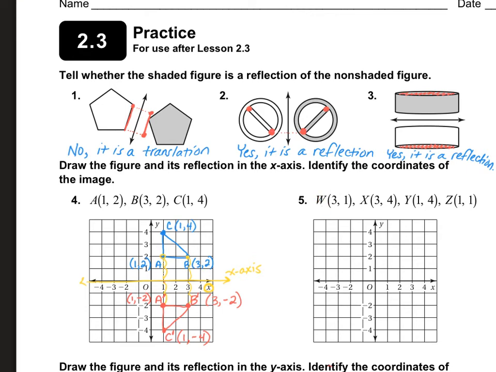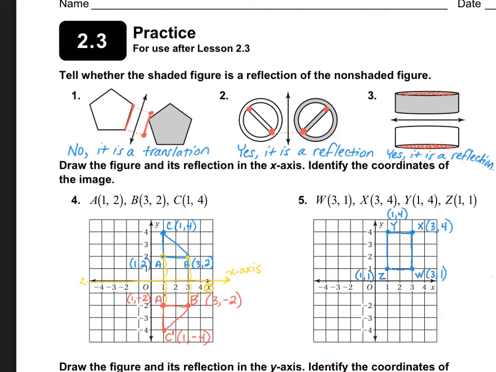All right, let's take a look at number 5. W is 3, 1. So we go over 3 and up 1. So W lives here. X is 3, 4. So we start at the origin, go over 3 and up 4. X lives here. Y is at 1, 4. Start at the origin, over 1, up 4. Y lives here. And lastly, Z is at 1, 1. So we start at the origin, over 1, up 1.